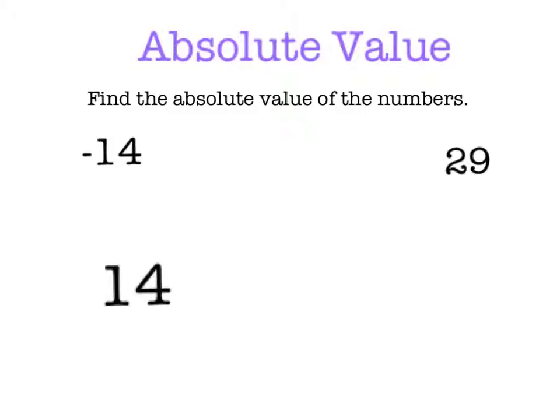But why is it positive? Well, it's 14 away from 0, not negative 14 away from 0. And like we said in the key terms, absolute value is always positive. Now let's look at the other integer. So, how far away is 29 from 0? Well, it's 29. So the absolute value is 29. It stays positive because it's simply 29 away from 0.